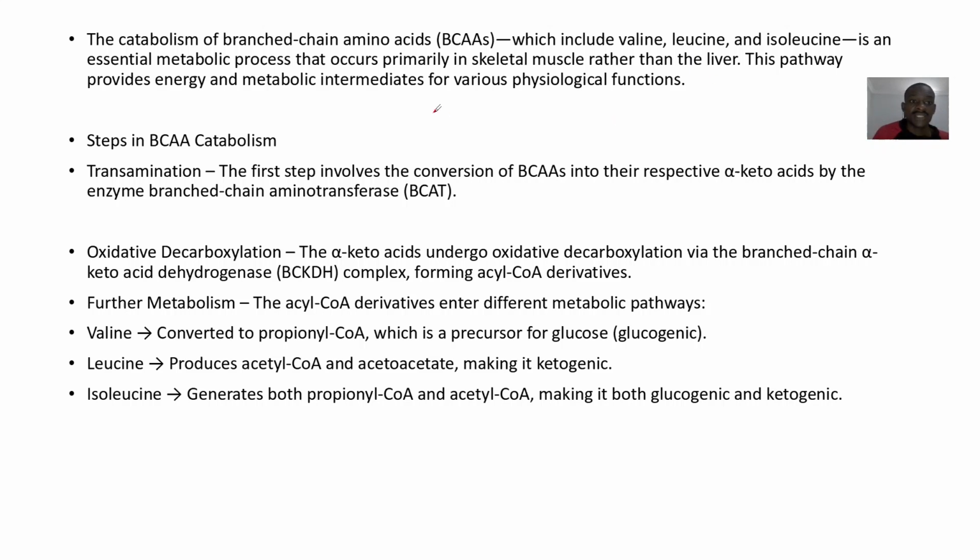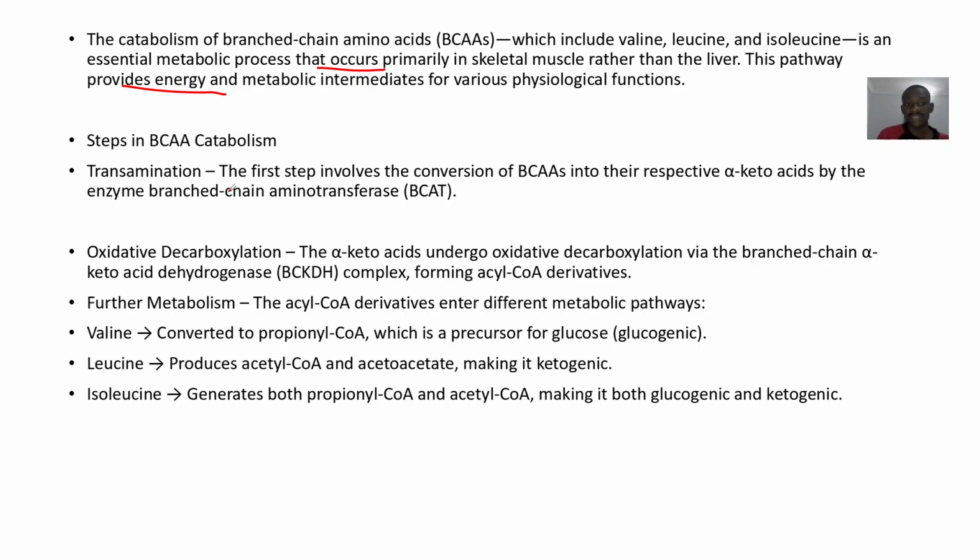So what we have here is this catabolism of branching amino acids, which include valine, isoleucine, and leucine itself, is an essential metabolic process that occurs primarily in the skeletal muscle rather than the liver. Okay. So this pathway provides energy and metabolic intermediates for various physiological conditions and functions though.